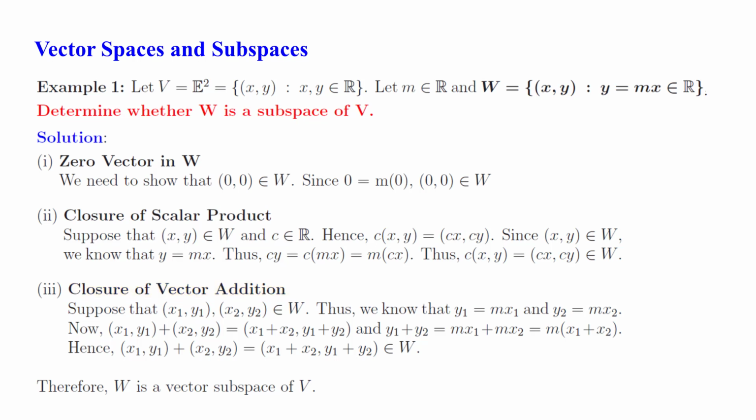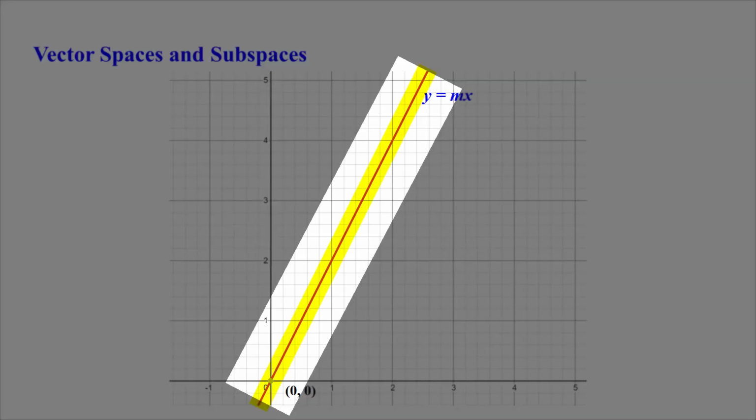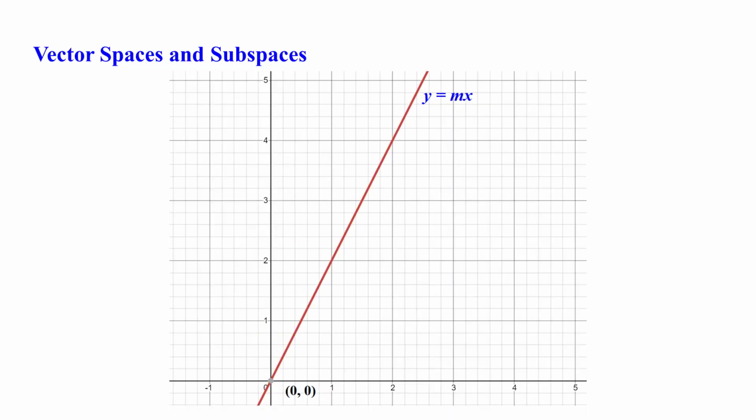vector addition. Since W is a line in the plane, I thought we would take a moment to look at those proofs graphically before we went on to the next set of examples and before we reviewed the general process of proving that a subset is a vector space. First, we see the set W depicted graphically as the line y equals mx. Our first observation is that the origin is on the line, which is what we showed. We showed the zero vector, which is the origin in the plane, is in W.